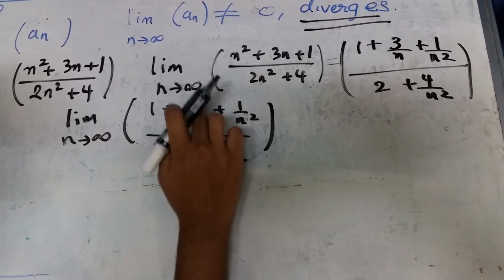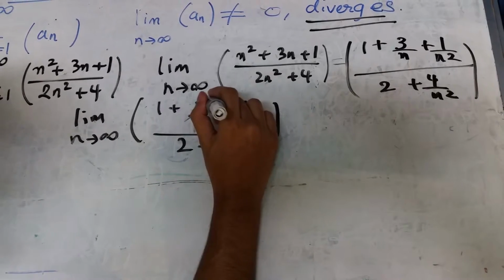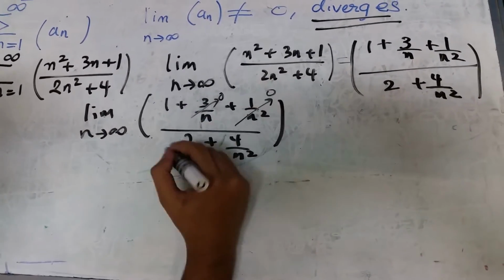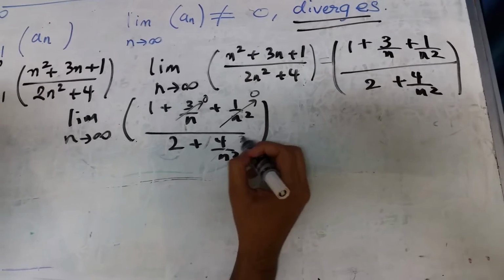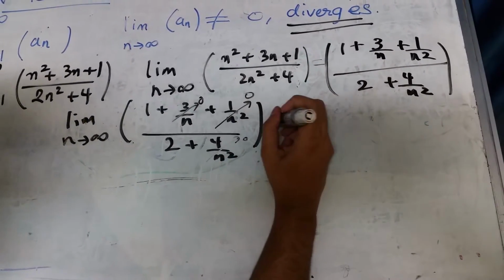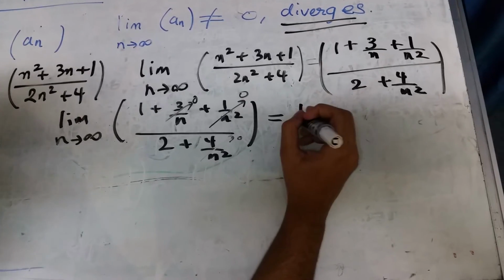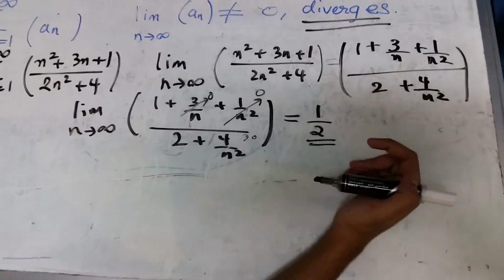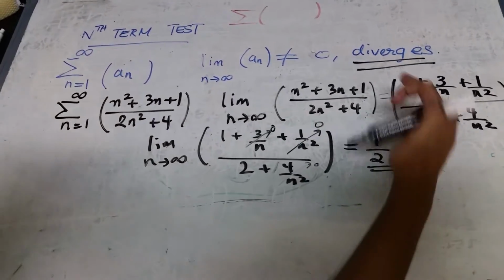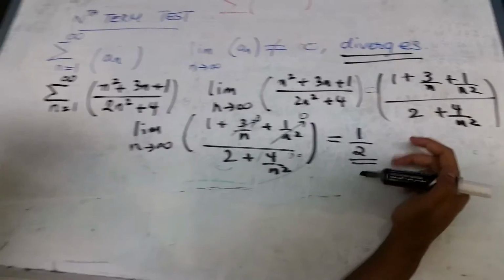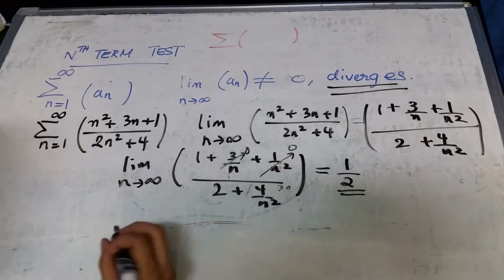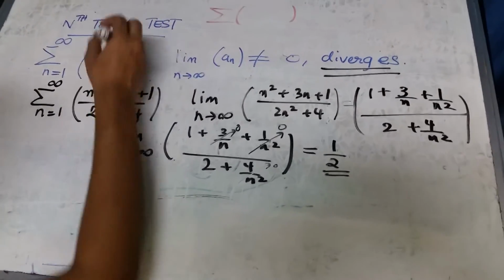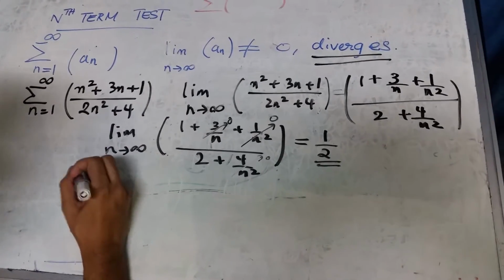So if you send n to infinity, 3 over infinity is going to be 0, and then 1 over infinity squared is also going to be 0, 2 is going to remain as 2, 4 over infinity squared is equal to 0. Now we have this limit equal to 1 over 2. Now, why is this significant? Well, you can check it simply diverges because the limit is not equal to 0. So, henceforth, I can say that through this test, this has been proved to be divergent.